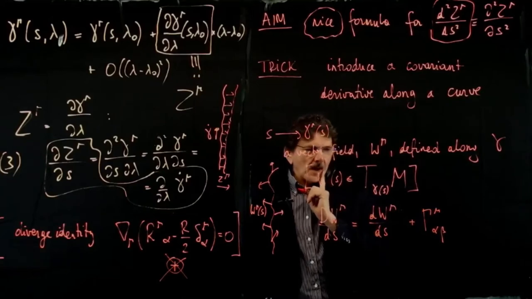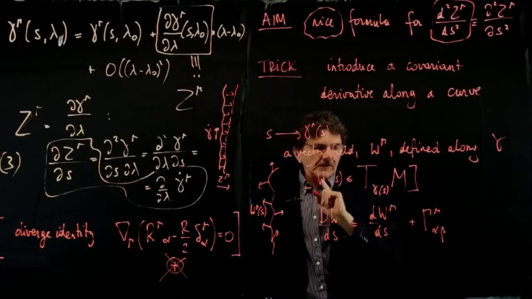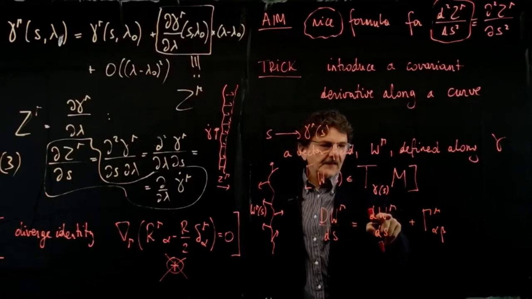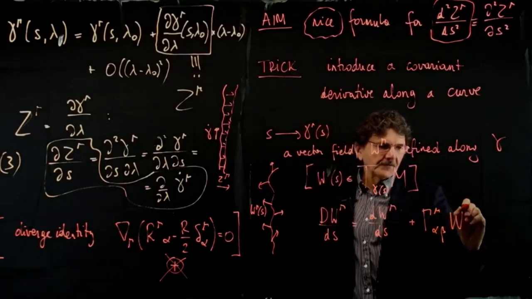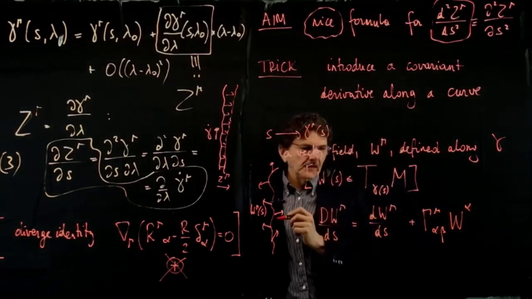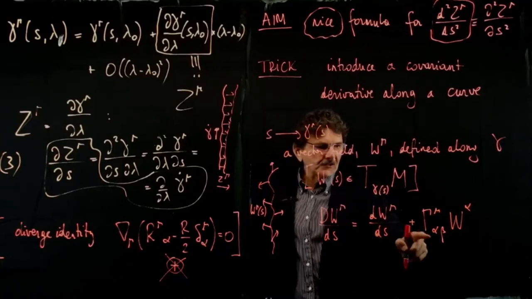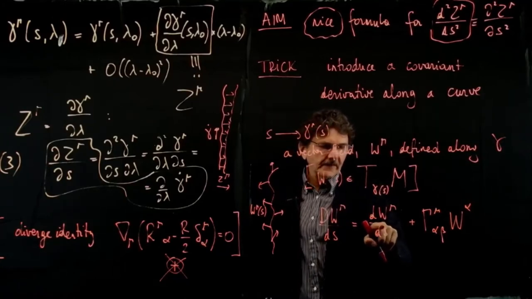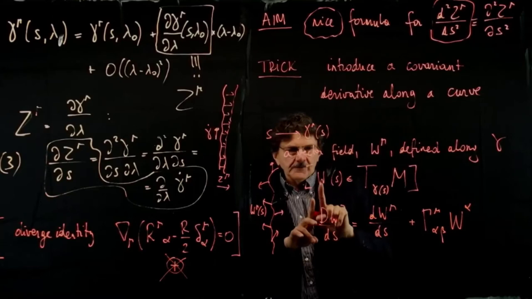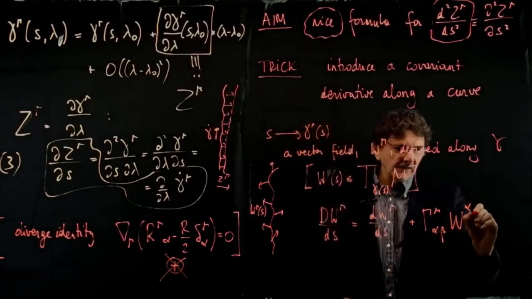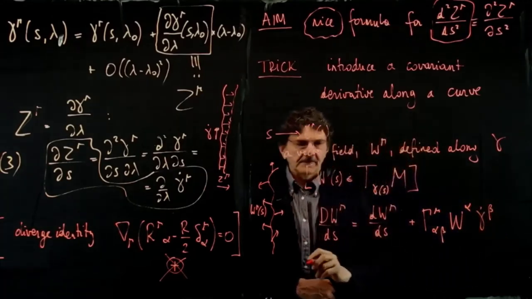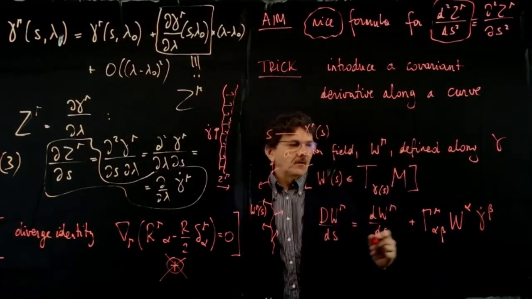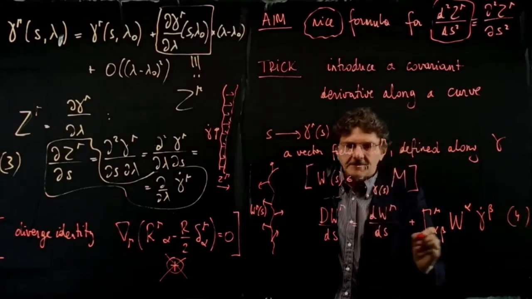A Christoffel has two indices, and this Christoffel should be contracted with W alpha, obviously. The direction of differentiation is this direction along the curve. And along the curve means you add a tangent here. So this is the formula. This is a definition, right?